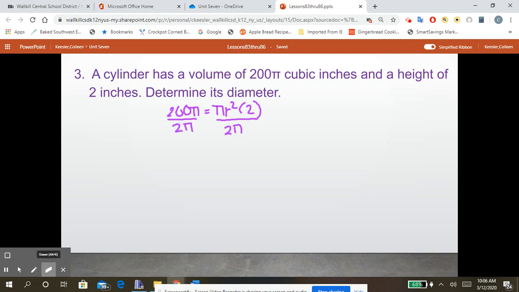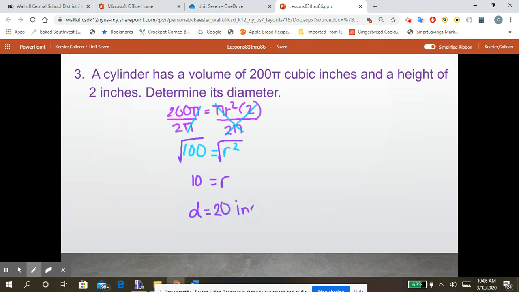and that makes us cancel out the 2 and the pi on the opposite side, and leaves us with r squared equals 200 divided by 2, which is 100. And again, we're going to find the square root of 100. So you think of, well, what number squared or what number times itself gives us 100? And hopefully you're thinking of the number 10. So the radius is 10, therefore the diameter doubles the 10, which is 20 inches. Again, not so hard. Let's try another example.